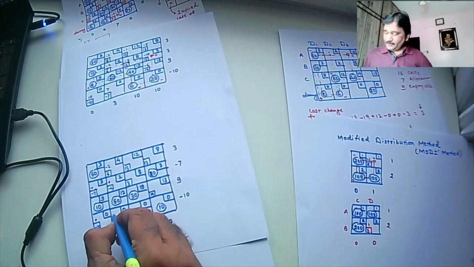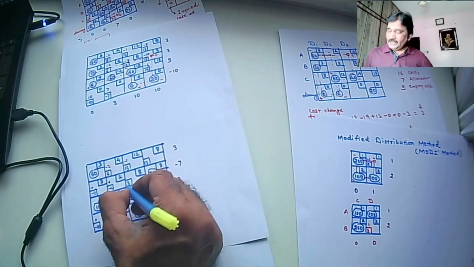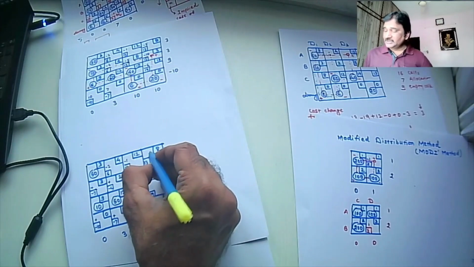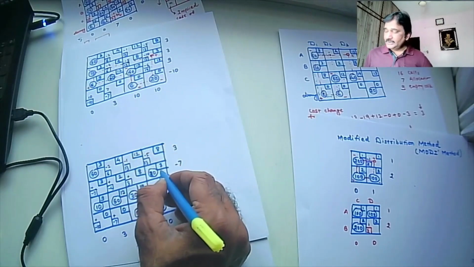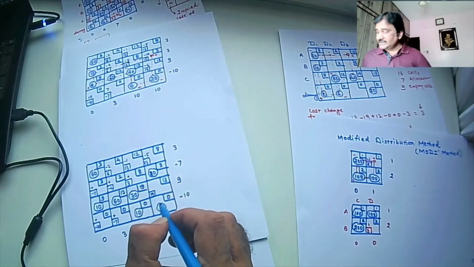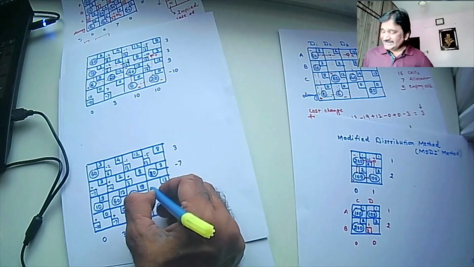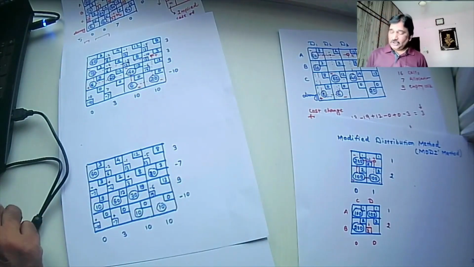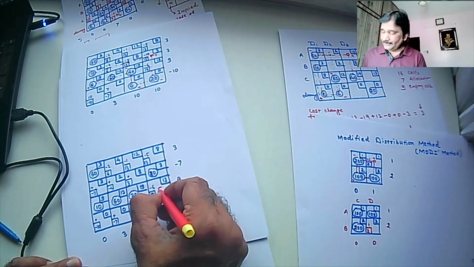0 minus 7 positive value. 12 minus 13 minus 1. 8 minus 3 positive value. Then 8 minus 13 is minus 5. Alright. Then 13 minus 19 is coming out to be negative value minus 6. So minus 6 is maximum negative. So with reference to that, you form the quantity adjustment loop.